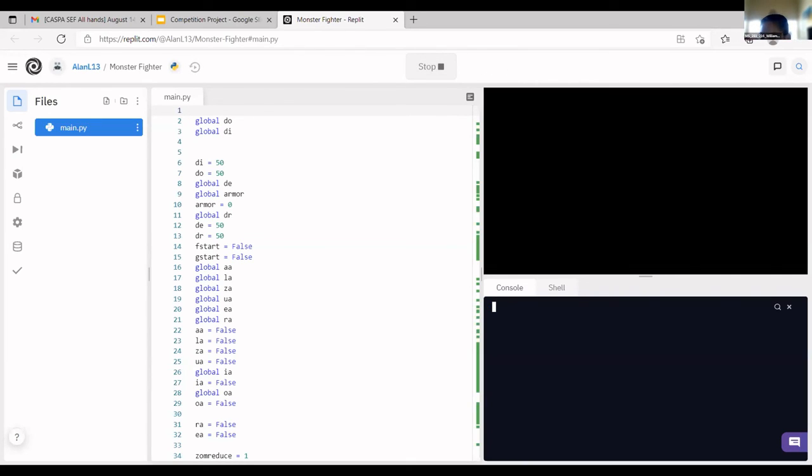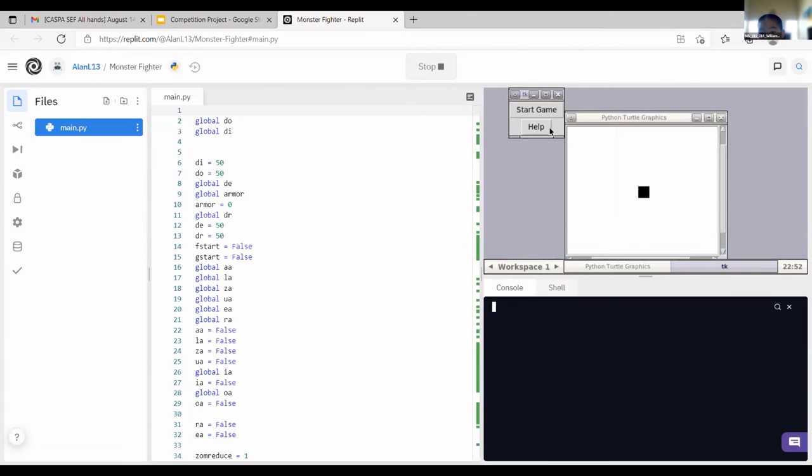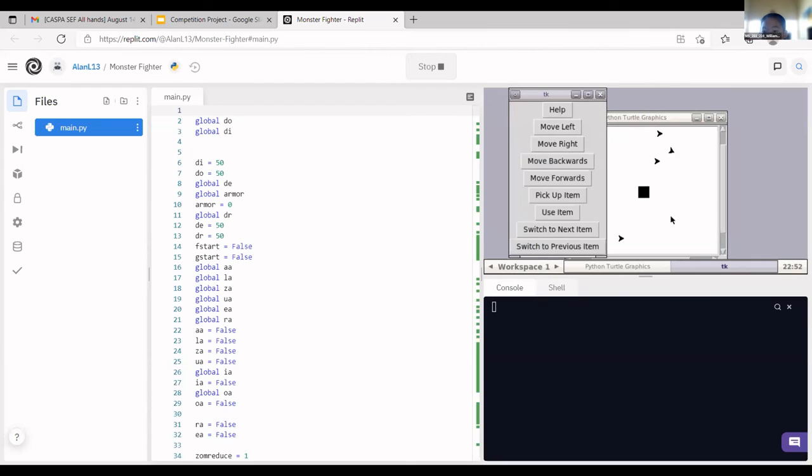And as you can see, when you run it, hold on, it's taking time to load. Okay, so when you run it, there are two options. You can start the game. As you can see, the square is your character. You can move backwards, forwards, right, and left. As you can see, these arrows are the zombies. They are chasing you and minusing your HP, or health points, down over here.